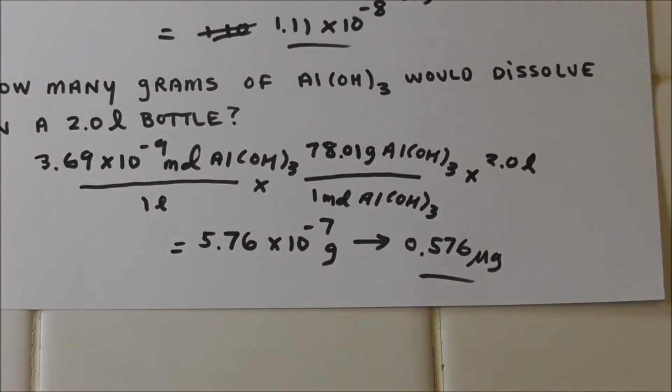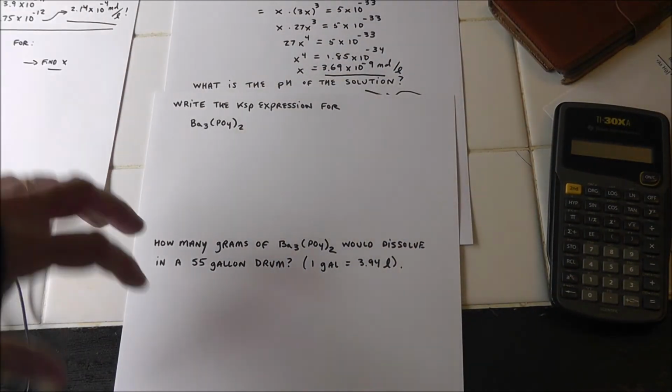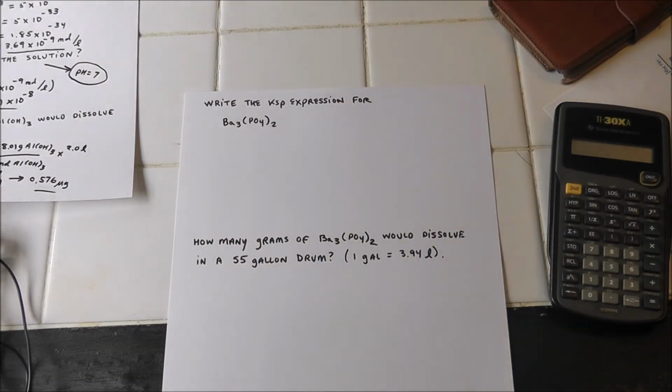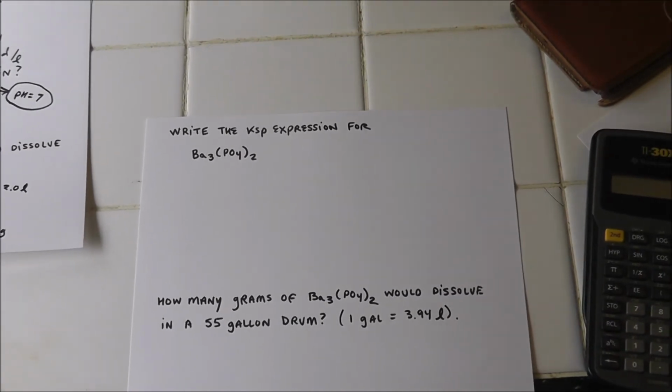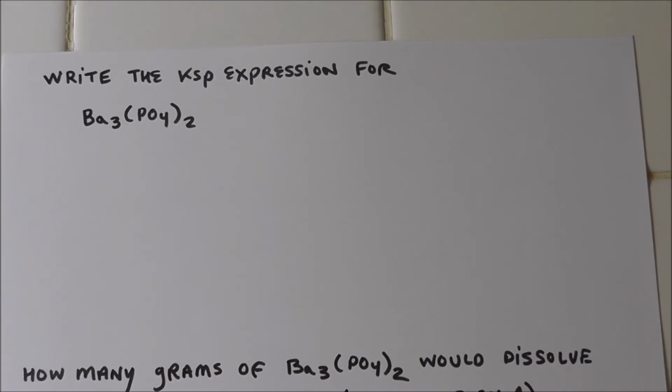Ready for our next problem? One more. I'm going to leave it hanging for you to finish the next part, and see how we do next time. There will be one more video on KSP, and then we're ready for exam 3, folks. Write the KSP expression. You know what? I'm going to go ahead and solve for X too, for barium phosphate.